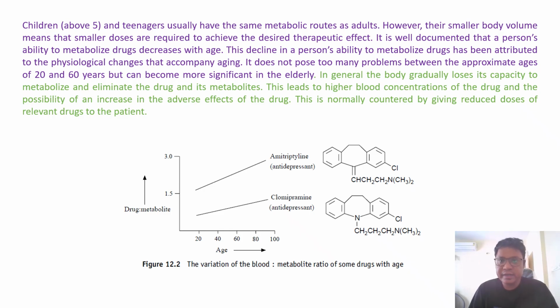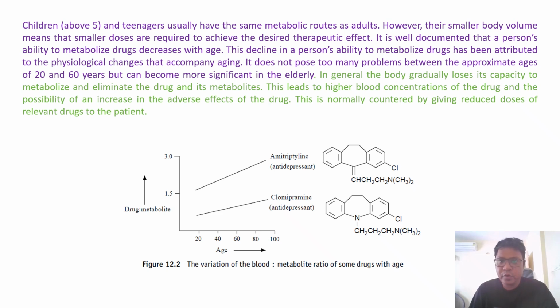It is well documented that a person's ability to metabolize drugs decreases with age. This decline in the person's ability to metabolize drugs has been attributed to the physiological changes that accompany aging. It does not pose too many problems between the approximate ages of 20 to 60 years, but can become more significant in the elderly.